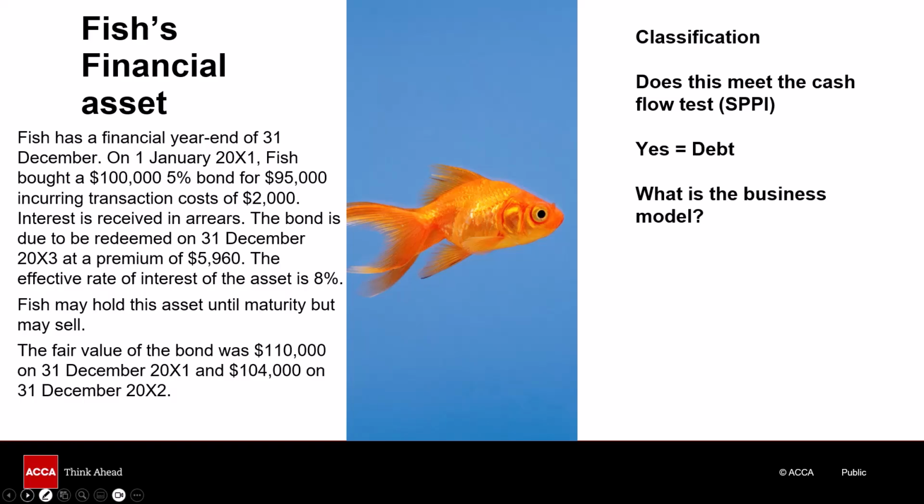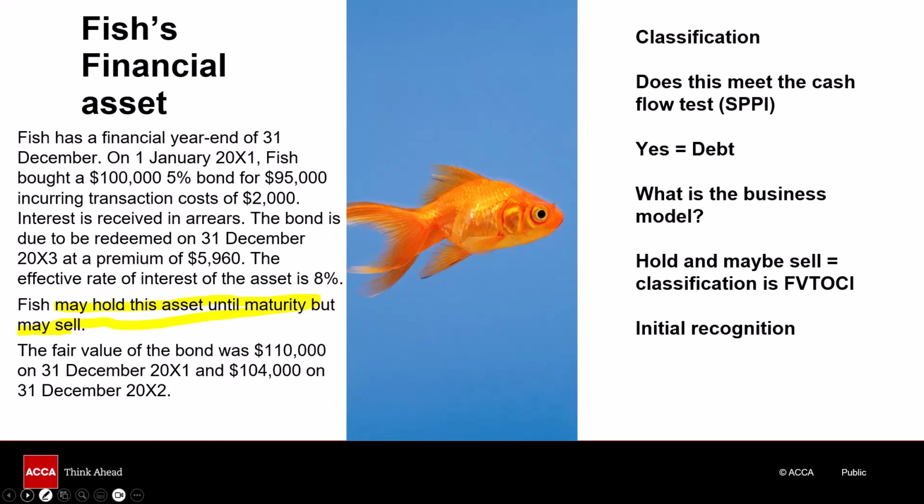And therefore we have to consider the business model. Fish may hold the asset to maturity, but at the same time it may sell it as well. So therefore fair value is relevant, and the appropriate accounting treatment is fair value through OCI. And that means the initial recognition will capitalize the transaction costs. So that's the theory, that's the explanation.